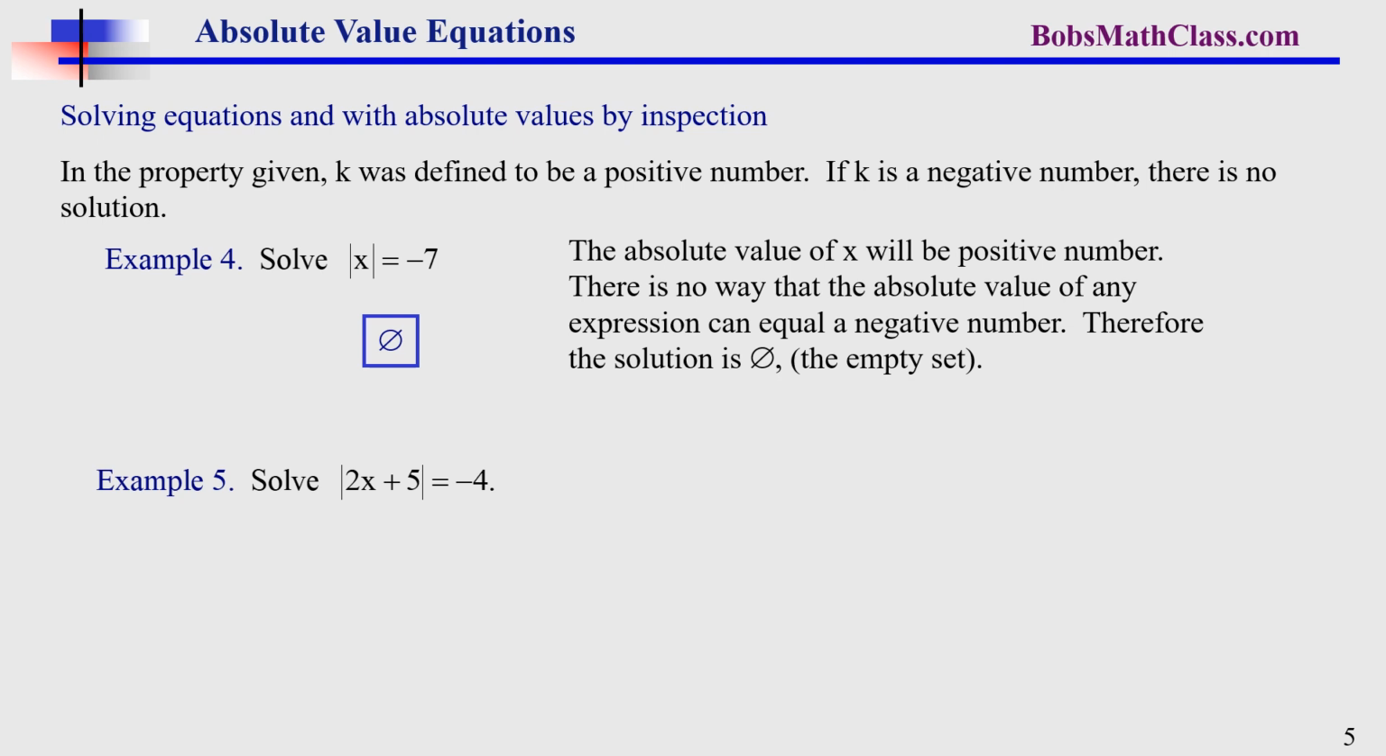Looking at example 5, same idea. The absolute value of 2x plus 5 equals negative 4. Again, there's no solution. As soon as you see a negative number on the right-hand side, and the absolute value is by itself on the left-hand side, no solution. There's no work to do.